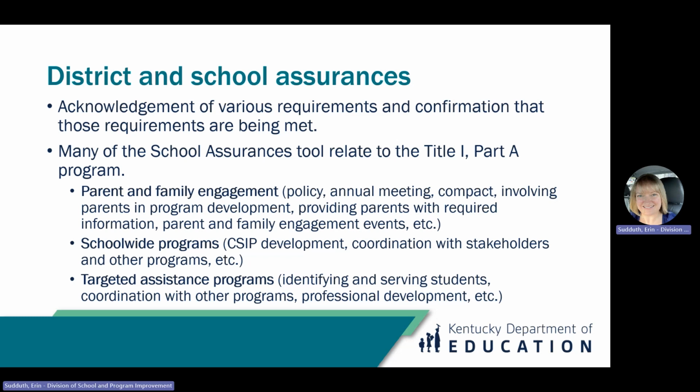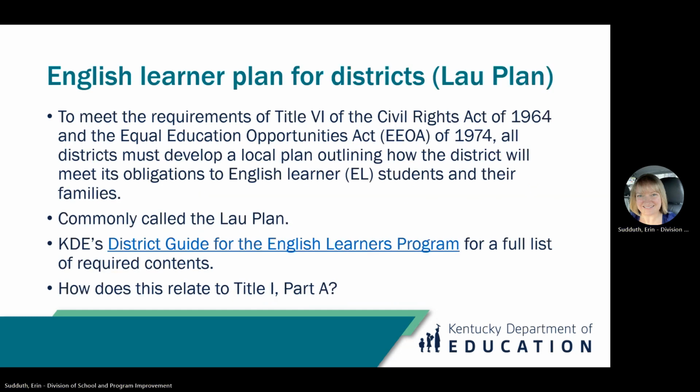Now we're going to move on to the documents which may relate to Title I, depending on how funds are being used. To meet the requirements of Title VI of the Civil Rights Act of 1964 and the Equal Education Opportunities Act of 1974, all districts must develop a local plan outlining how the district will meet its obligations to English learner students and their families.